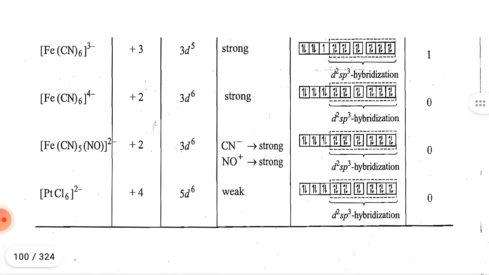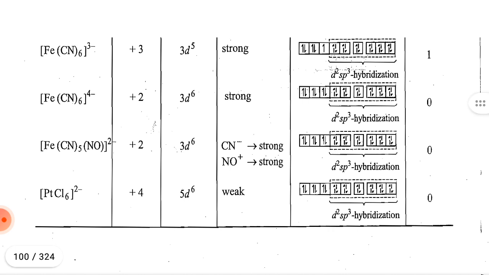[Fe(CN)6]3-, so the oxidation state will be +3. Fe will have 3d5 and CN is a strong field ligand, so the 3d will show 5 electrons and will form d2sp3 hybridization. Unpaired electron will be 1.